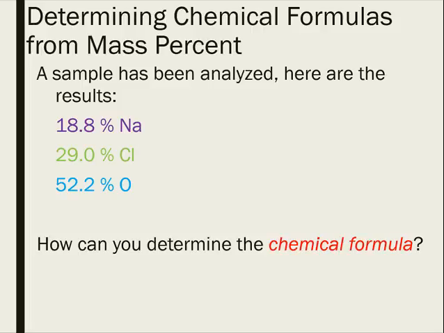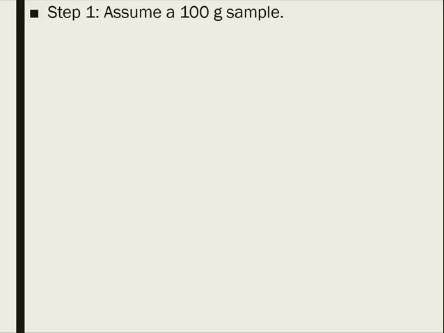Now, you will have some longer problems, and this is what they will look like. Say a sample has been analyzed. Here are the results. The compound is 18.8% sodium, 29.0% chlorine, and 52.2% oxygen. What is the chemical formula? And this is what we're going to do.